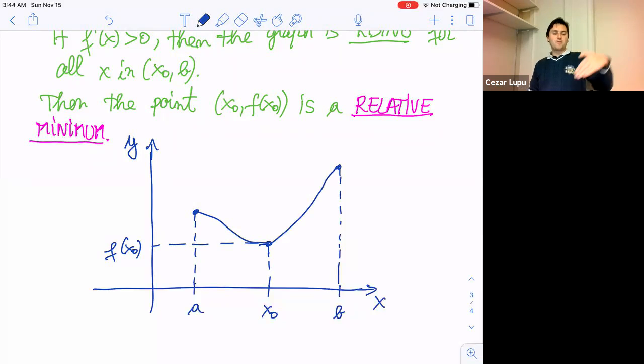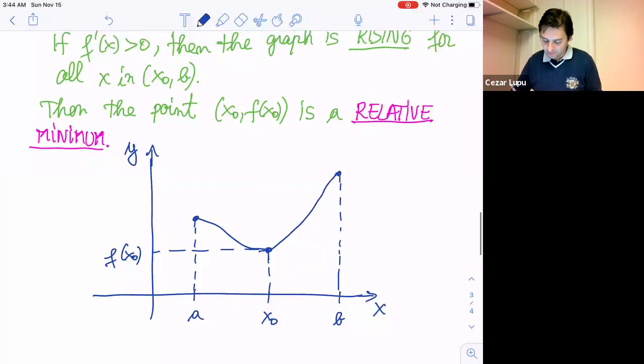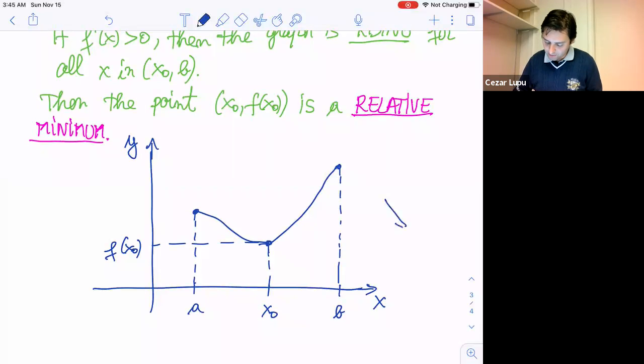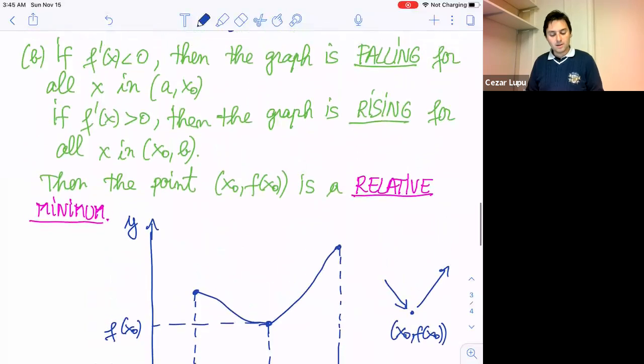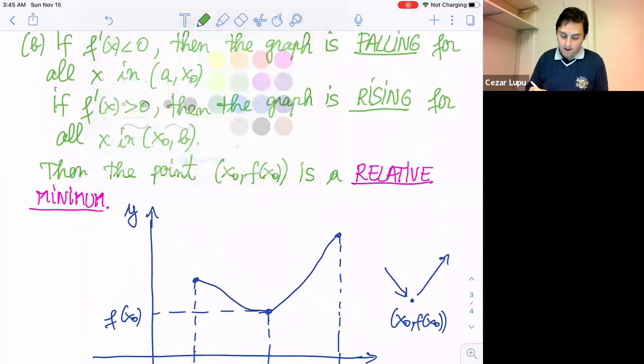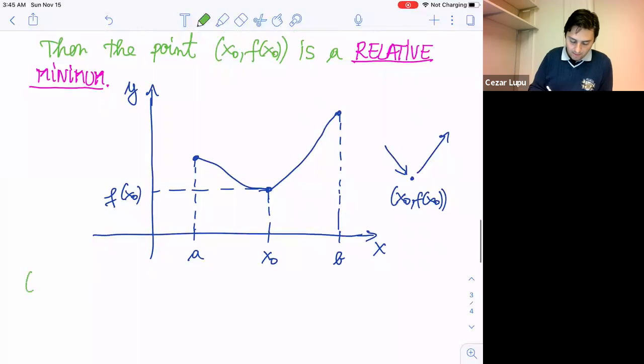So it's quite clear that on the interval a, x naught, the graph is falling, and then starting from x naught all the way to b, the graph is rising. So let's just write this with arrows. So this is falling here, and we'll call this our point of coordinates x naught, f of x naught, and then it's rising. All right, so this is the second scenario, and now the third one.